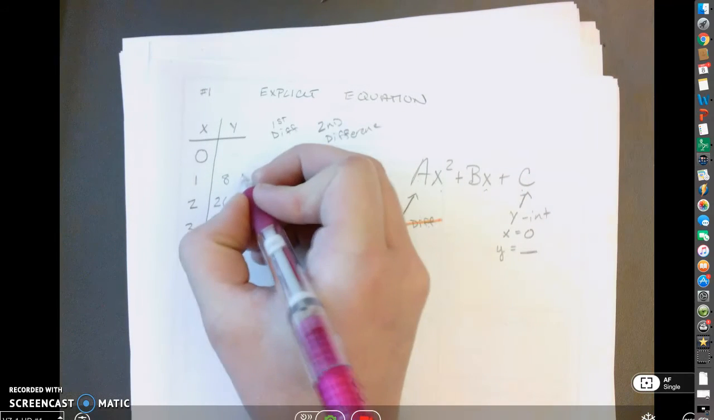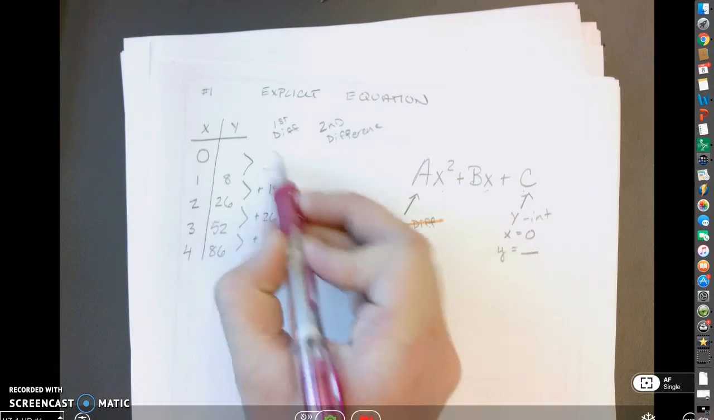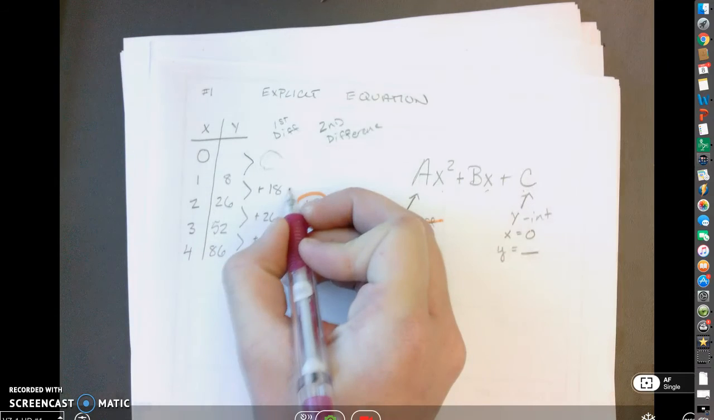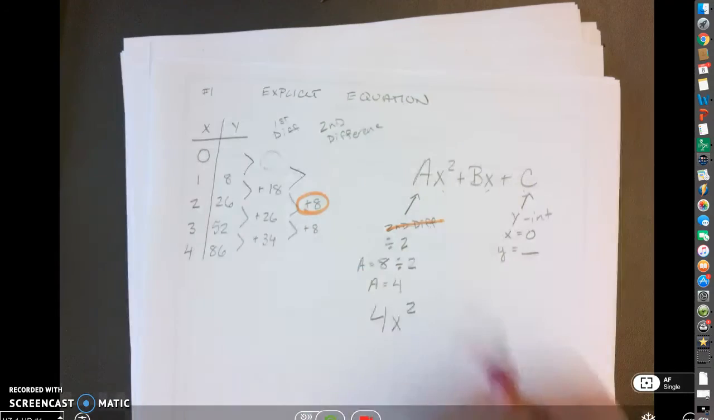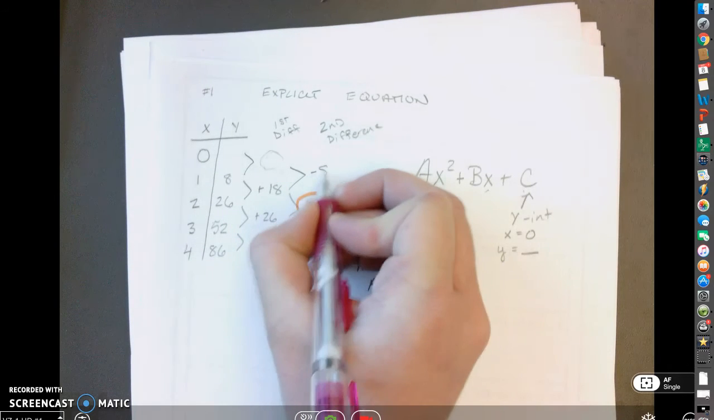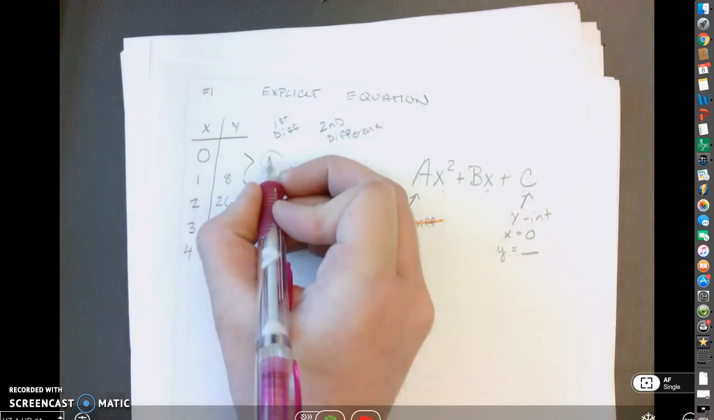Okay, so that means I have to figure out what this number is right here. But to figure out what this number is, I have to use my second difference pattern. My second difference, I was adding by 8 every time. So if I want to go backwards, I'm going to subtract 8. So I get 18 minus 8 is going to give me 10.